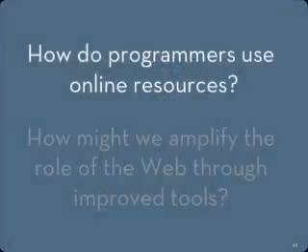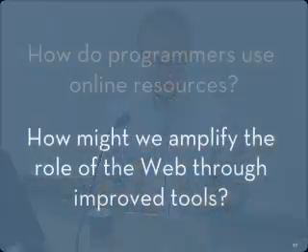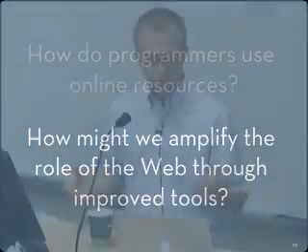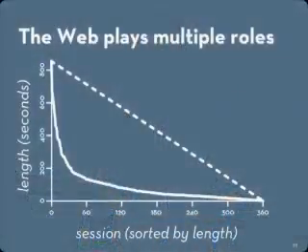So I'd like to take these design guidelines as a driver for the second part of my talk, investigating how we can build tools that support and amplify the use of the web during programming. Given the great diversity of web use that I've just described, we believe there's significant value in building very task-specific search interfaces for each of these intentions.